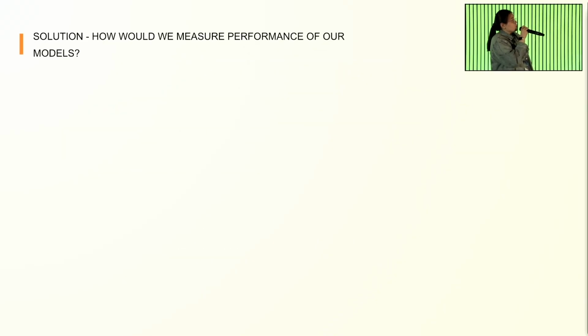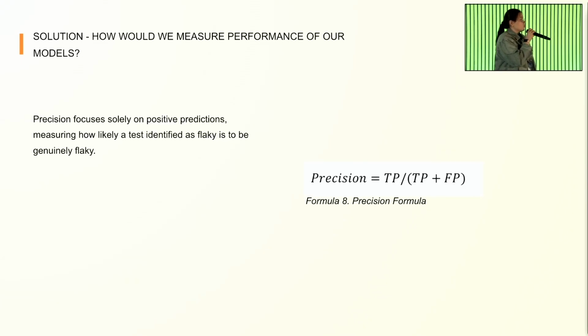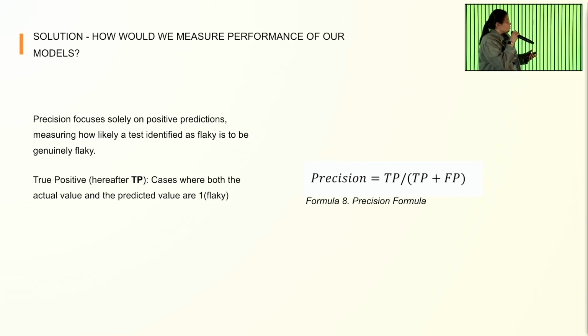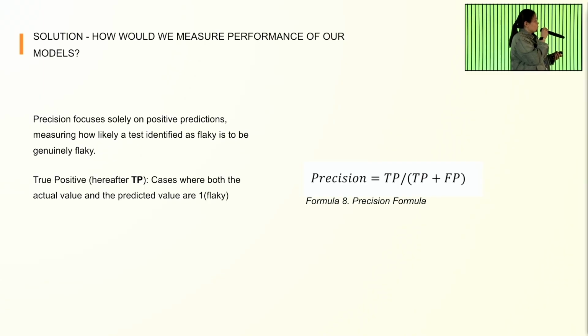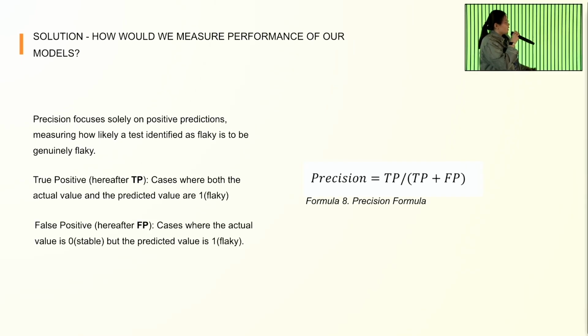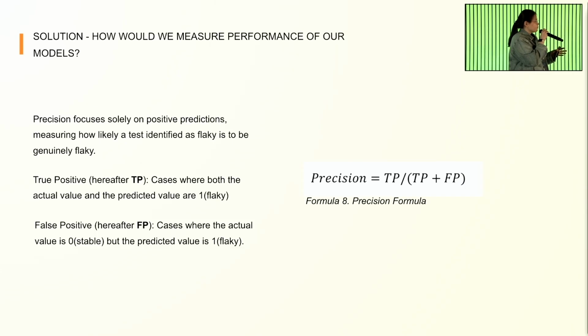And how would we measure the performance of our model? This would be implemented with the help of a metric called precision, where true positive is divided by true positive plus false positive. And if you're wondering what true positive and false positive mean, true positive is where both the actual value and predicted value are matching. So we found a flaky test, basically. And false positive is when we made a mistake, basically. We found a stable test and predicted it as flaky.